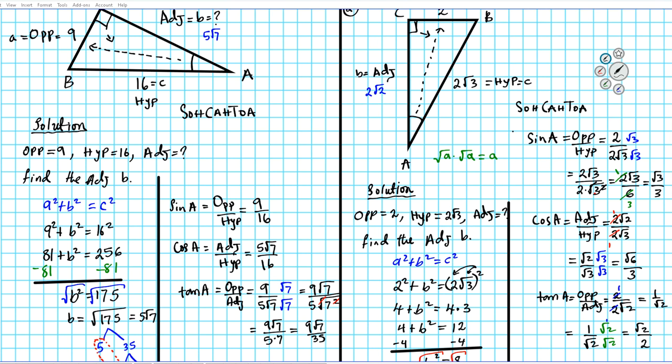So there you have it. That's how you find the three trig ratios of a specified angle of a right triangle.